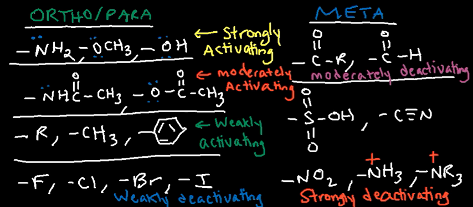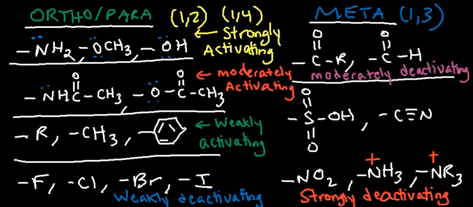So let's begin. On the left side, we have the ortho-para directors. And on the right side, we have the meta directors. Just so you know, ortho is 1-2, and para is 1-4. Meta is 1-3. I'll explain how that will apply shortly.